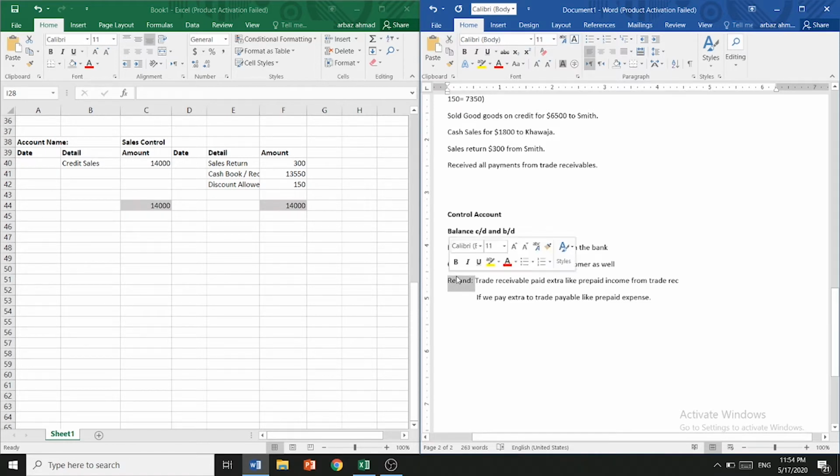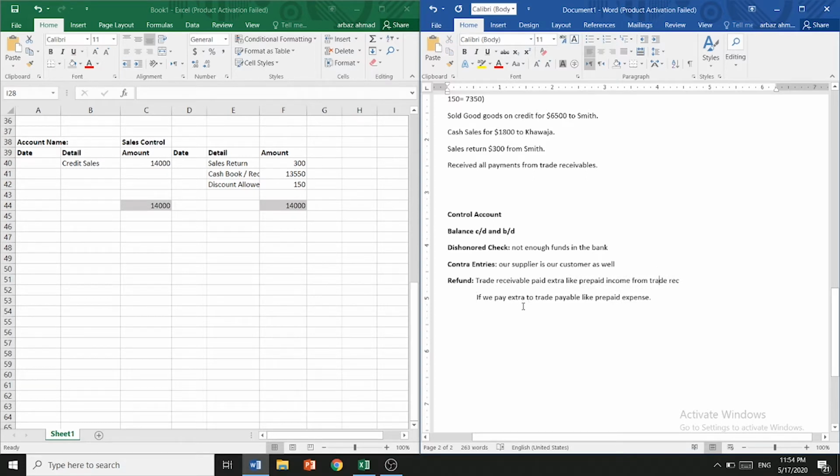And then we have refund. In this case, it is something like a trade receivable who paid extra. It is something like prepaid income, but it's not prepaid income. Why is it not prepaid income? Because this is a trade receivable, and trade receivable and prepaid income are two different things. I'm just referring to how the transaction will be posted, so it's easier to understand.